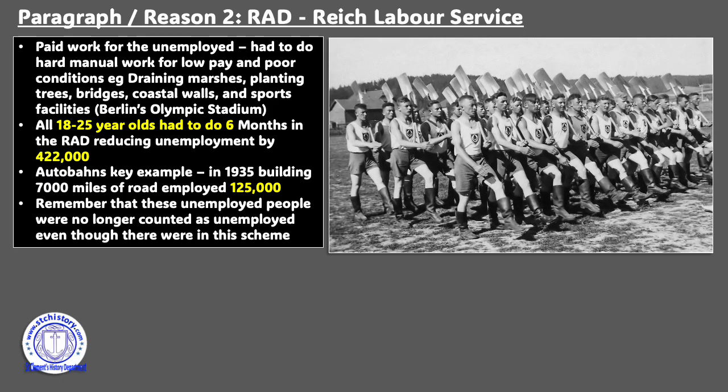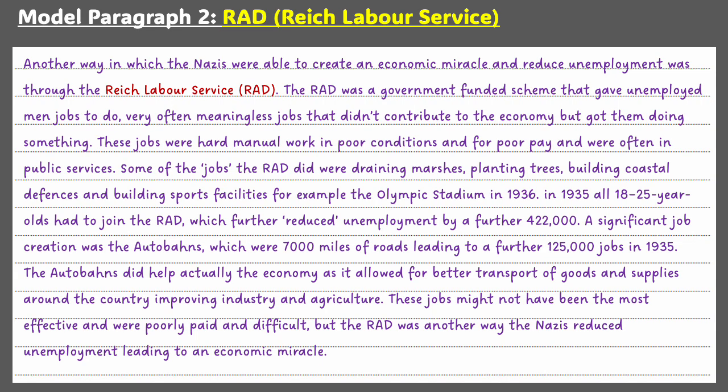All right, so let's have a little look into this as a paragraph. It looks a bit harder, doesn't it, to turn those 4 bullet points into a whole paragraph, but you'll see how we can manage that now. So we'll begin with another way in which the Nazis were able to create an economic miracle and reduce unemployment was through the Reich Labour Service. The RAD was a government-funded scheme that gave unemployed men jobs to do, very often meaningless jobs that didn't contribute to the economy but got them doing something. These jobs were hard manual work in poor conditions and for poor pay, and were often in public services.